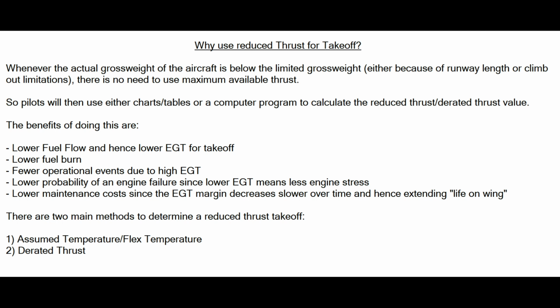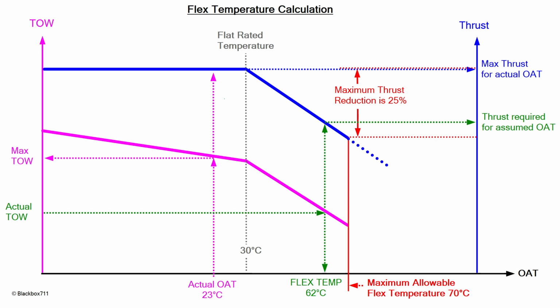Now, there are two main methods of determining a reduced thrust for takeoff. One is the assumed temperature, also called flex temperature method, and the other one is a derated thrust method. Although the derated thrust method can also be combined with the assumed or flex temperature. Let us now have a look at the theory of flex temperature calculation.